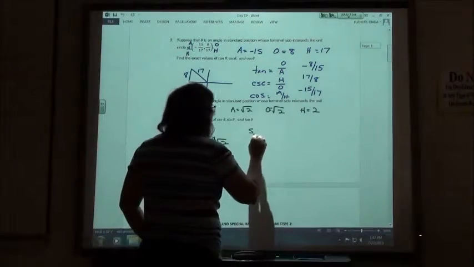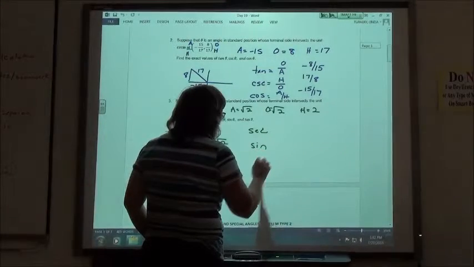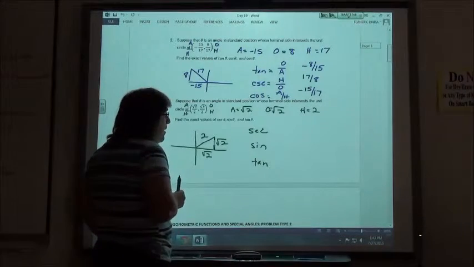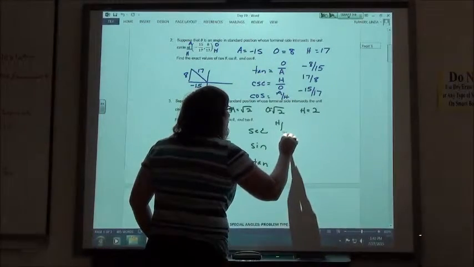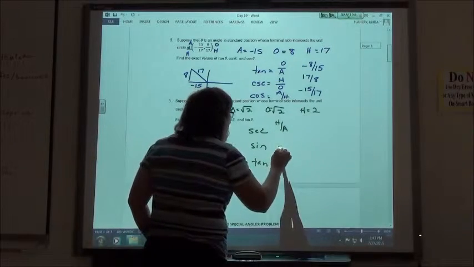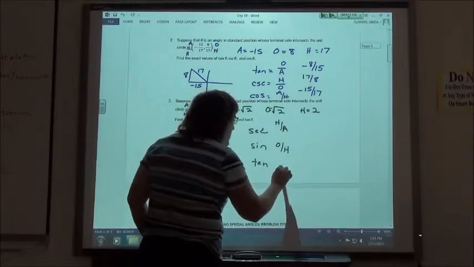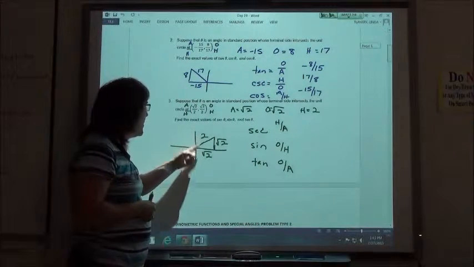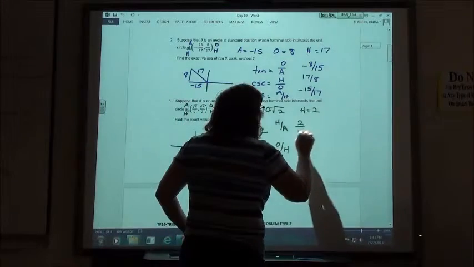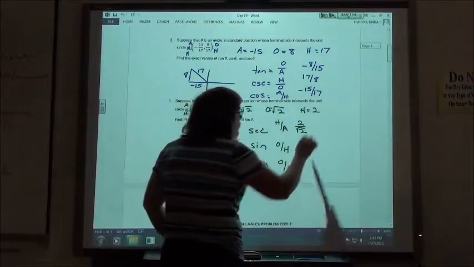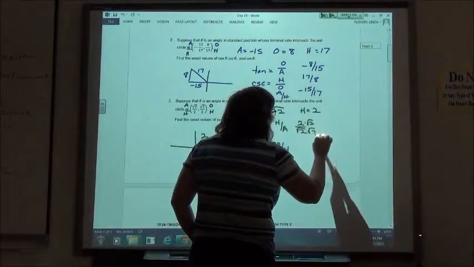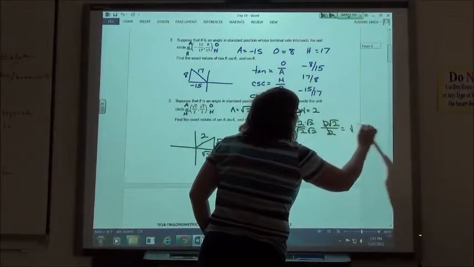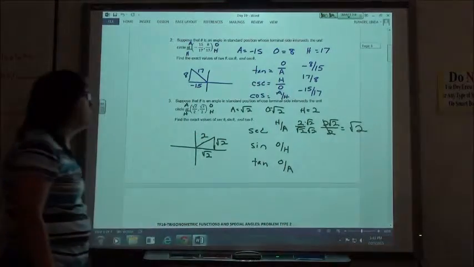We want to do the secant, the sine, and the tangent. The secant is opposite of the cosine, so it's going to be hypotenuse over adjacent. Sine is opposite over hypotenuse, tangent opposite over adjacent. So my hypotenuse over my adjacent would be 2 over the square root of 2, but of course I have to rationalize the denominator. So I get 2 square root of 2 over 2. Those would cancel out. Just gives me square root of 2.